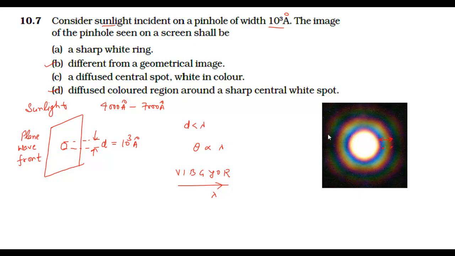Here we have a sharp white central spot and diffused colored regions around it. What we have discussed is on the basis of Fresnel diffraction. We have explained this assuming that the arrangement satisfies the Fresnel diffraction conditions.